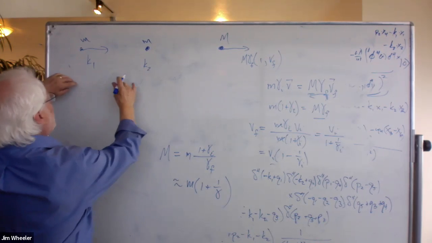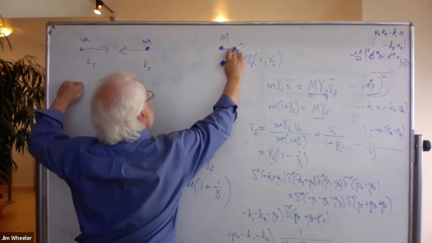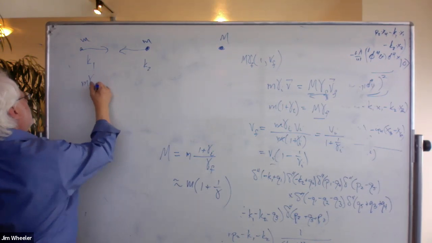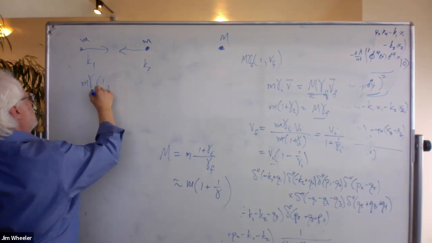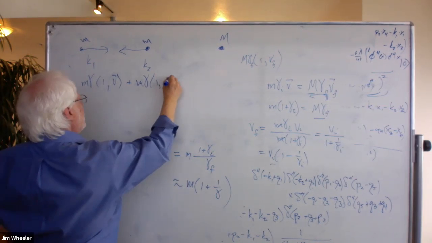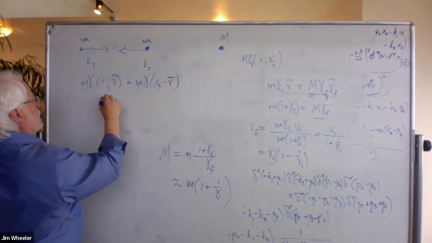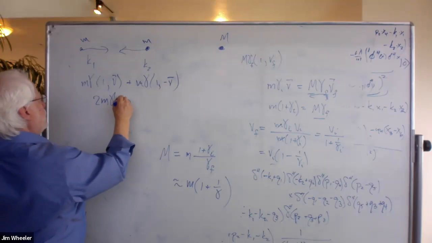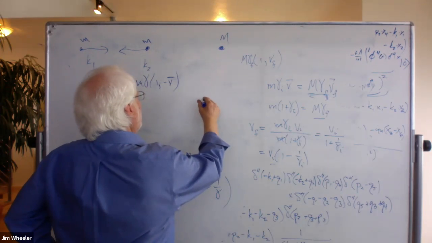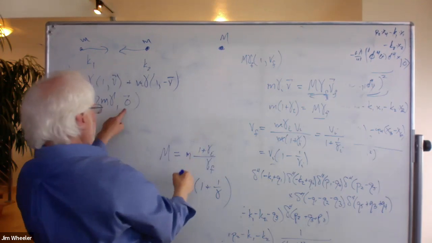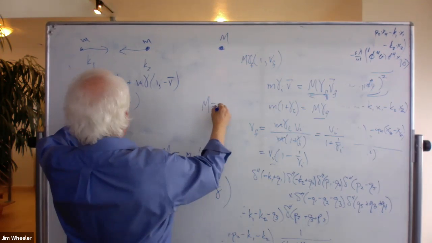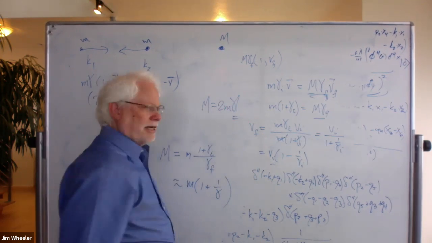But now let's suppose we do this all in the center of mass, and two equal masses colliding. So here we've got m gamma times 1 v plus m gamma 1 minus v. So the energy is 2m gamma and the momentum is 0. Over here, same thing, the final velocity is 0. There's only one particle that's produced. So M is equal to 2m gamma, where gamma is big.